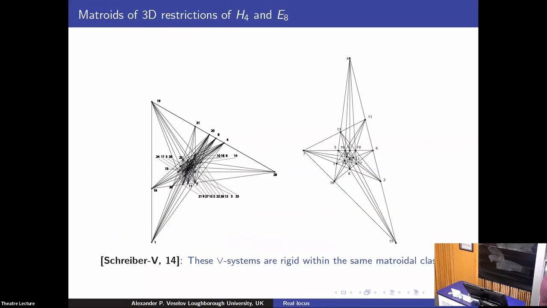Anyway, this is the largest check system we have in dimension three. And this is the restriction of H4 to some three-dimensional hyperplane. It has 31 vectors, right? And this is E8, and it has 19, I think, vectors. I mean, it's a matroid. Now, what we proved with Veronica, is that actually you cannot deform these examples, right? If there is an example, then they are far away.